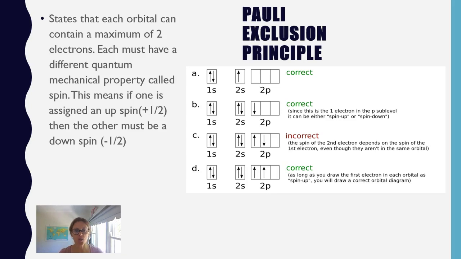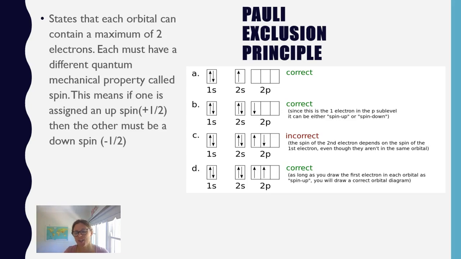Now, while we've talked about orbitals, and orbitals can only fit 2 electrons, each of them has to have what we call spin, a quantum mechanical property called spin. So if one is assigned a spin of +1/2, so it's positive, it's in one direction, then the other must have a down spin. So it's an opposing spin, a little bit similar to magnets, where there's one direction and another direction. We have to fill our electrons according to spin.